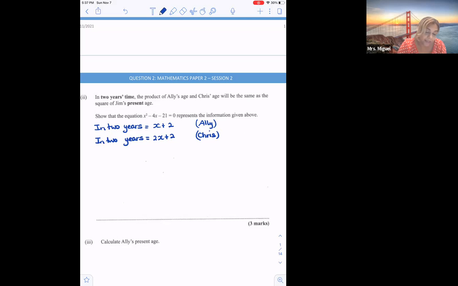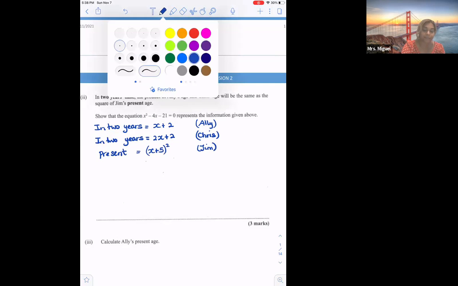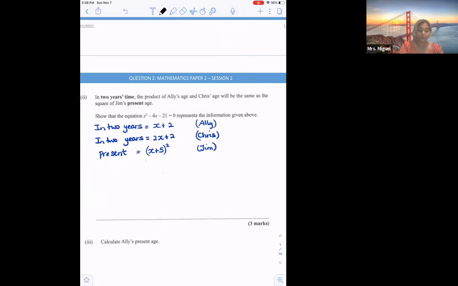And it will be the same as the square of Jim's present age. So Jim's age presently would be x plus 5, to be squared. We need to show this, right? That this is what we need to show for 3 marks. And if we show this, we have exceeded our 5-mark expectation and we are well on our way to a good grade.